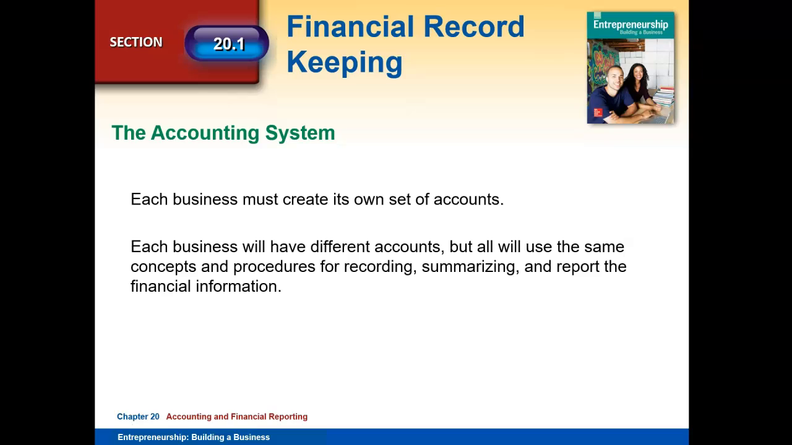So each business in accounting creates their own set of accounts, and they might name those accounts different or give them different numbers. However, they use the same concepts and procedures for recording, summarizing, and reporting financial information. This way, if we're the wealthy investor, we can compare apples to apples. If everyone did things differently, it would be really hard to make comparisons and decisions onto whether or not this is a good or a bad business.